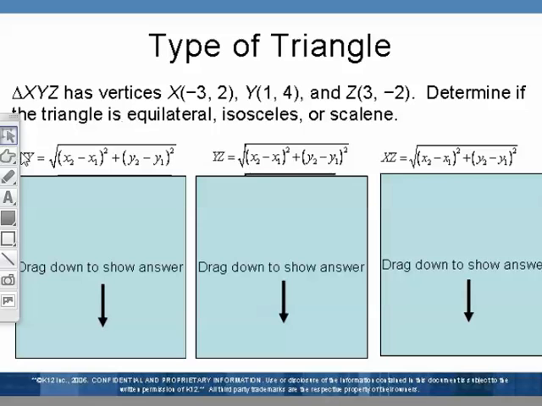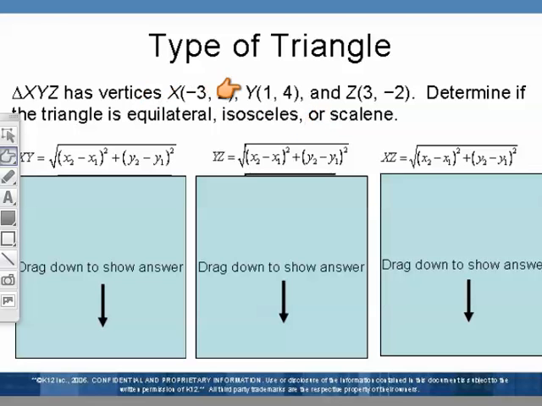Yes. They're wanting to know, is this triangle an equilateral triangle, an isosceles triangle, or a scalene triangle? What would be the definition of an equilateral triangle? If all the sides were the same. What would be the definition of an isosceles? If 2 of the sides were the same. And a scalene, none of the sides are the same. So what can I do?